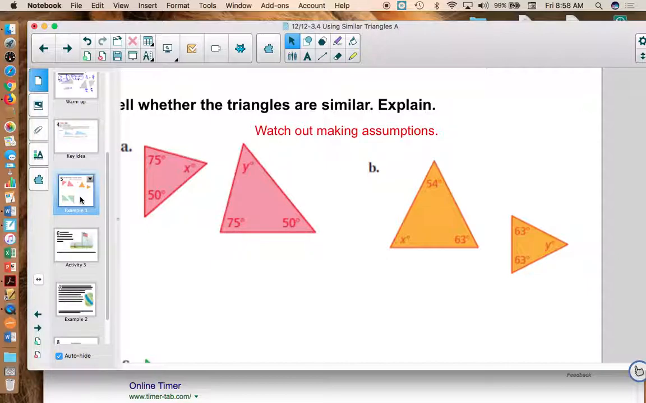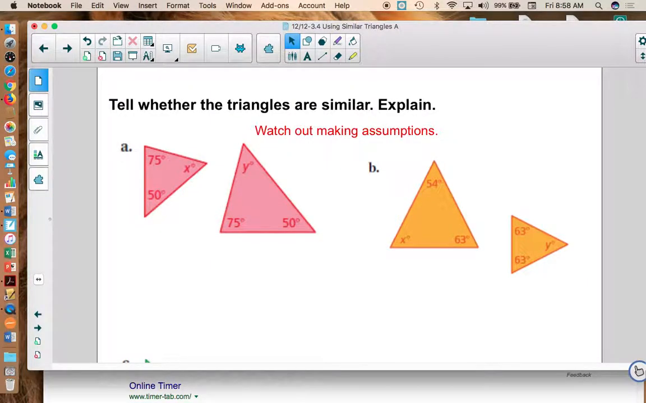One of the things you need to be careful of is to make sure you don't make an assumption. You can't look at it and assume that they're going to be similar. You're going to have to make sure of that. So, tell whether the triangles are similar. Look at A. Are the triangles in A similar?